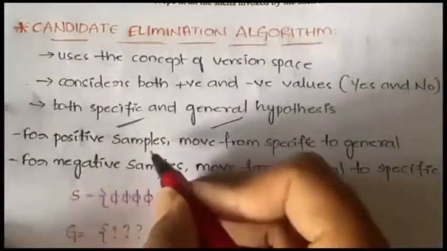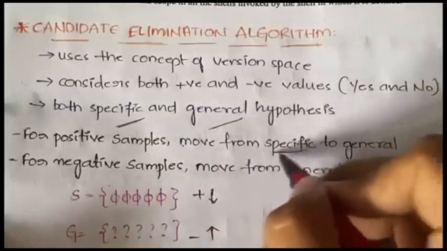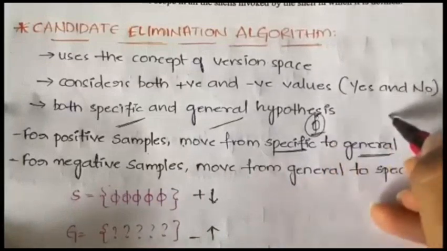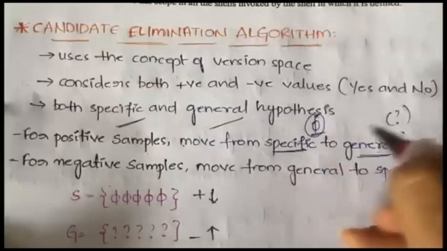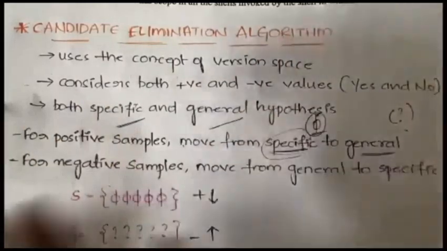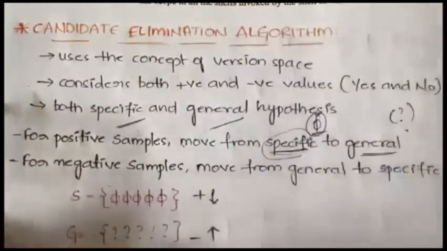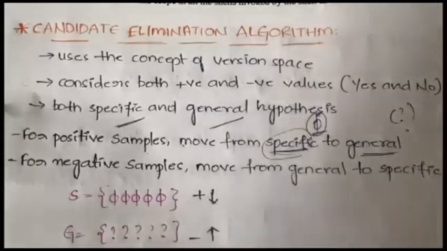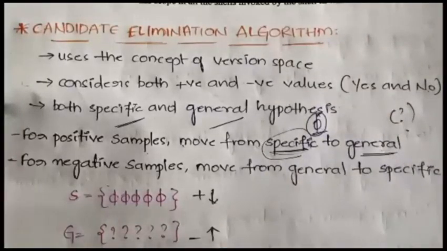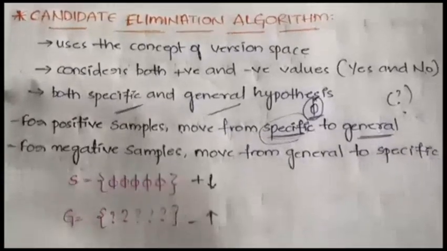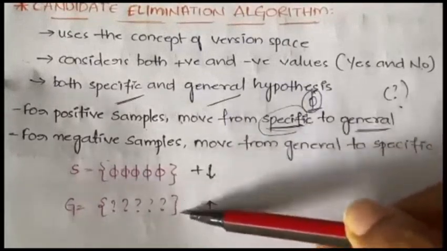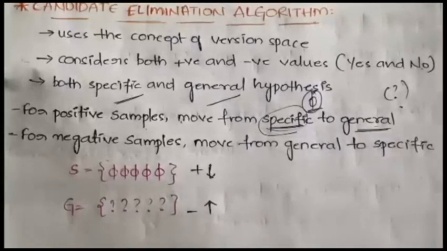Here we can see the diagrammatic representation of the positive samples and the negative samples. Here, yes, positive: if we are getting the positive samples, it moves from the specific to the general hypothesis. In this diagram, we can see the negative: if we are getting the negative samples, it moves from the general to the specific hypothesis.